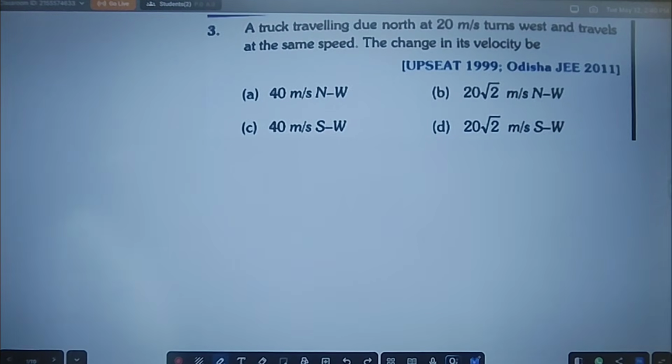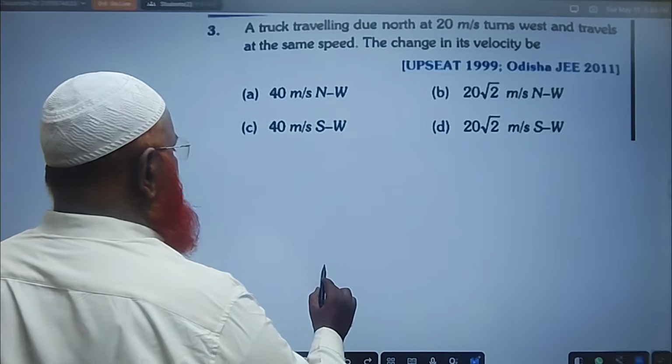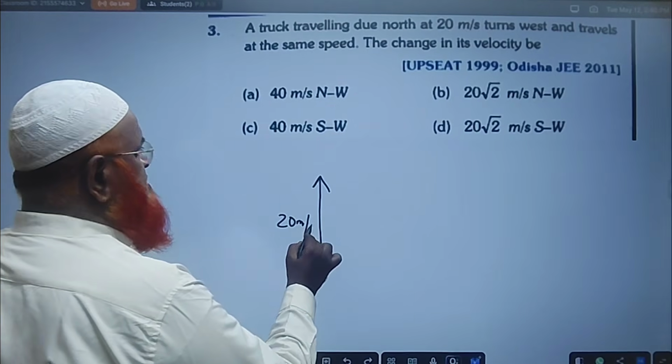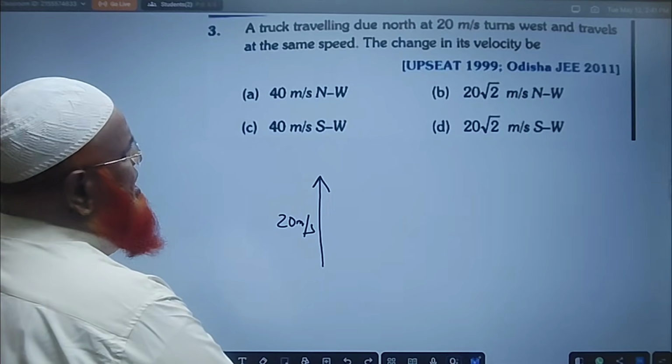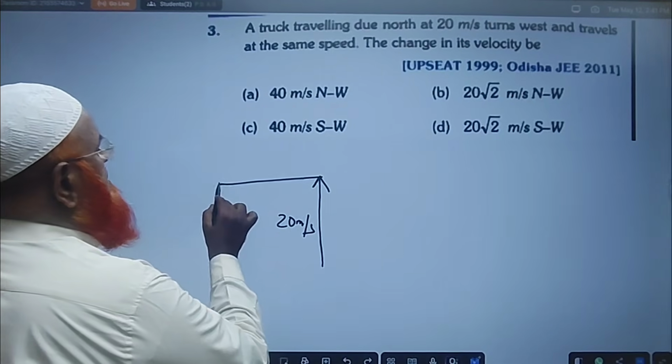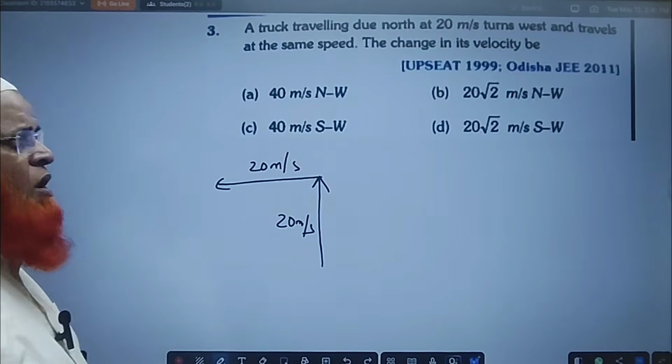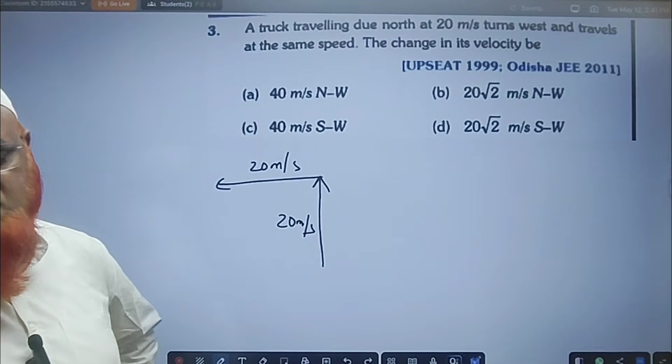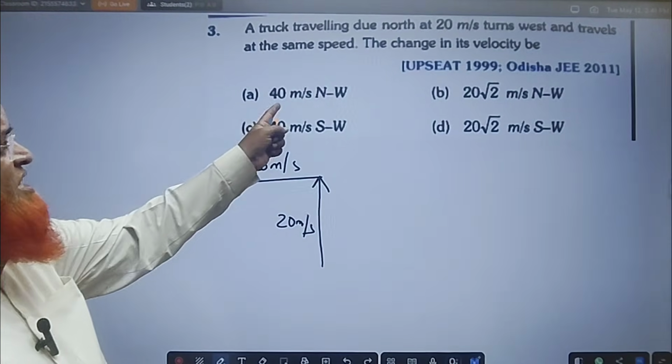So here you just see, a truck is traveling towards north like this with a speed of 20 meters per second, and turns due west and travels with the same speed, 20 meters per second. You all know that the resultant velocity is going to be 20 root 2. But the direction they get confused.